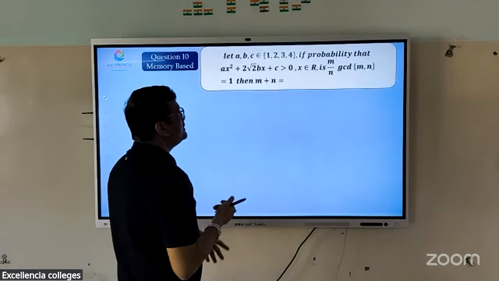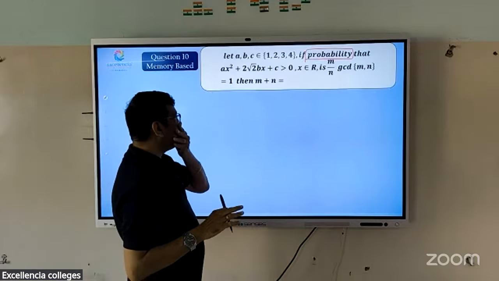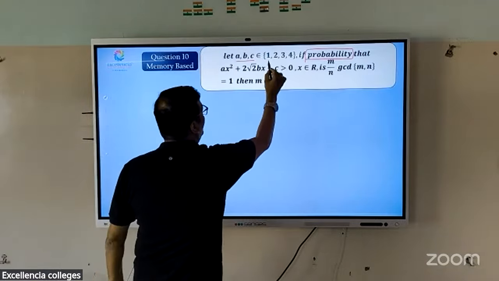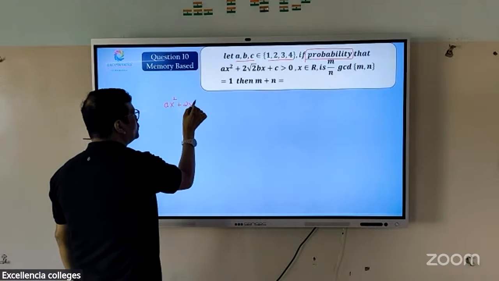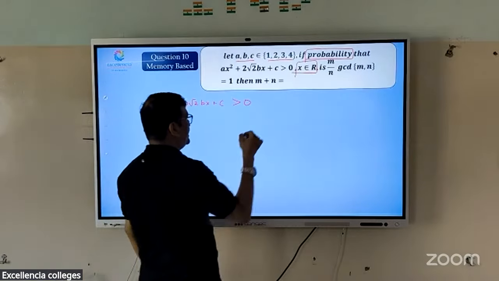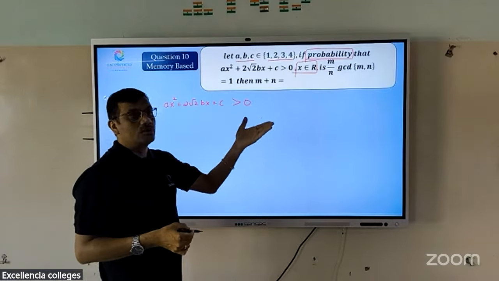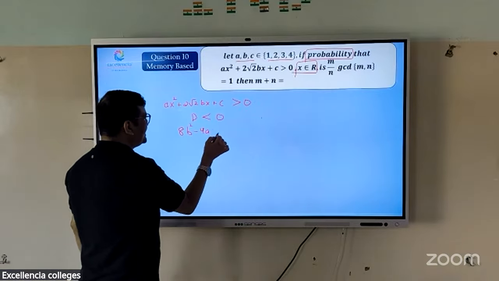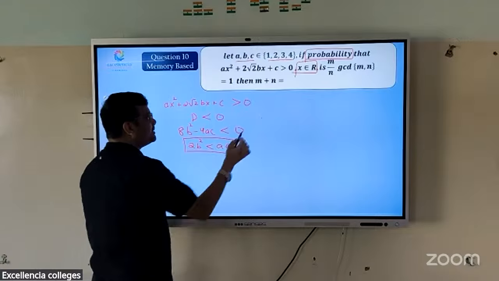Okay. This question is based on probability. I think possibly one of the questions which are prominent and asked. A, B, C belong to 1, 2, 3, 4. So a x square plus 2 root b x plus c is greater than 0 for all x. Means this quadratic equation is always positive. That is possible only when the roots are imaginary. So 4b minus 4ac is less than 0, 2b square is less than c. Now A, B, C comes.